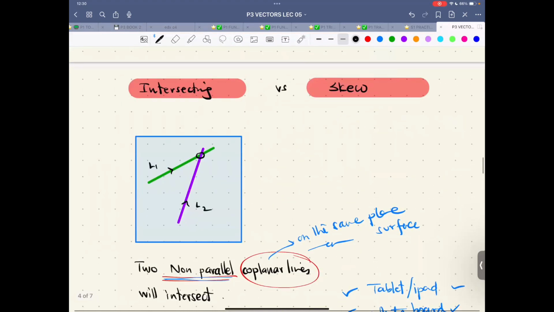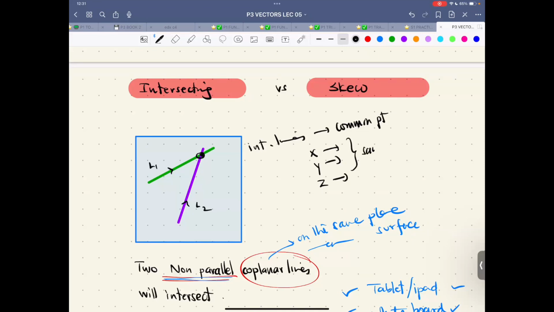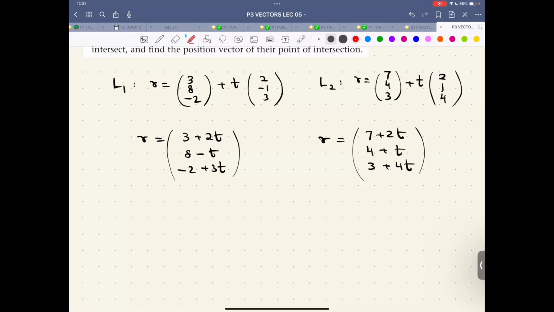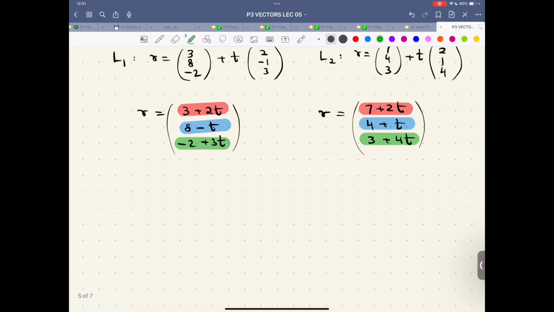Now, if two lines intersect, they will have a common point. So intersecting lines have a common point. And if they have a common point, the x coordinate, the y coordinate, and the z coordinate should be the same from both the lines. So the x coordinate should be the same, the y coordinate should be the same, the z coordinate should be the same. So there are three equations that can be formed. The first equation in red color is this one, and the second equation in blue color. Let me just write two of them for right now.